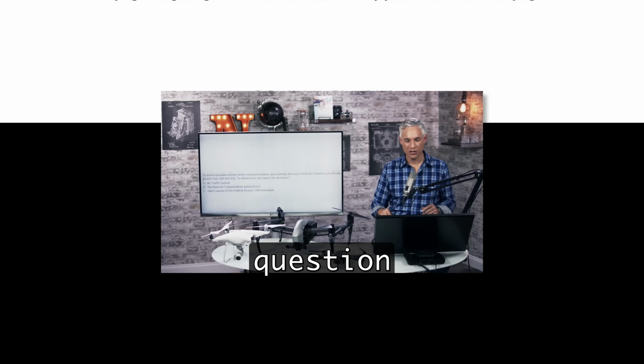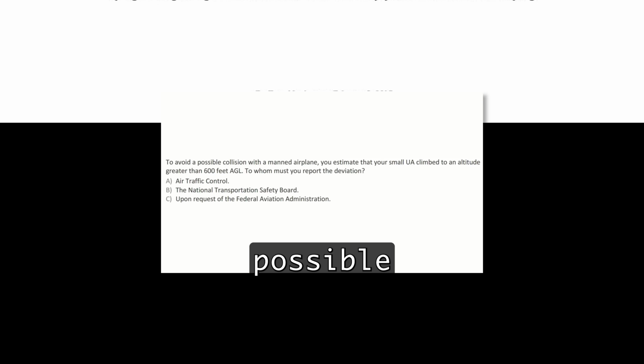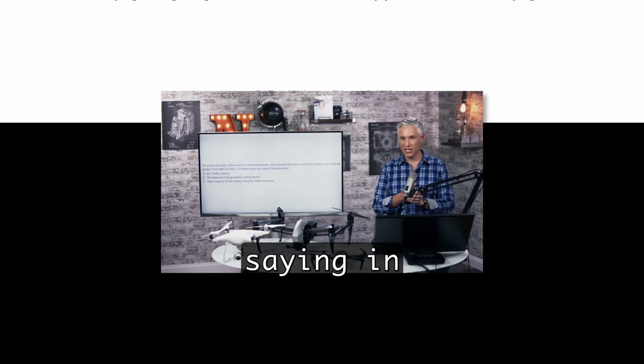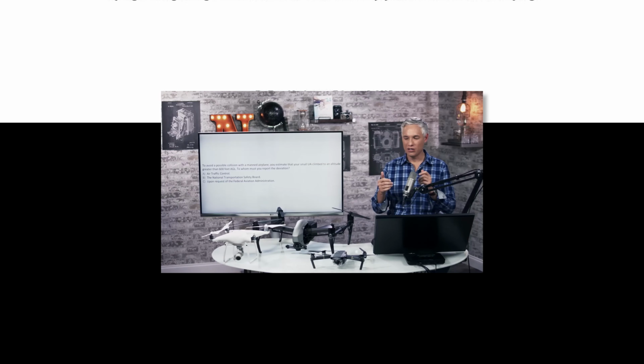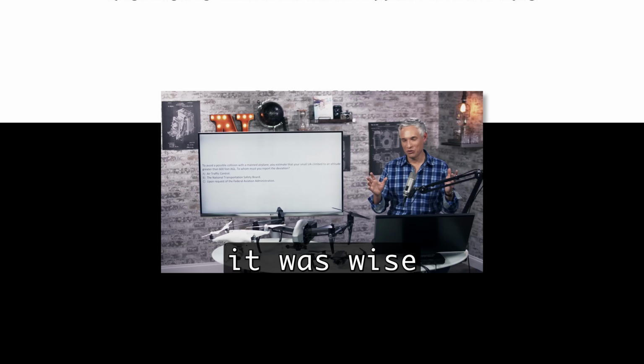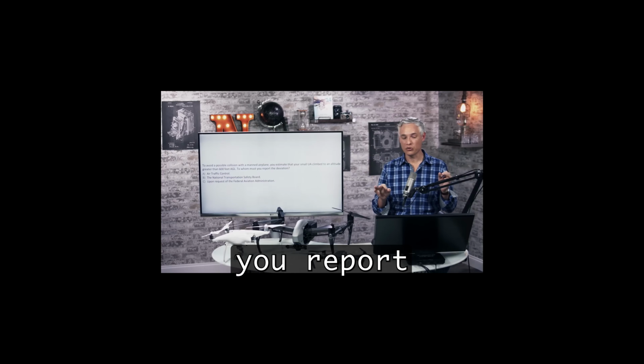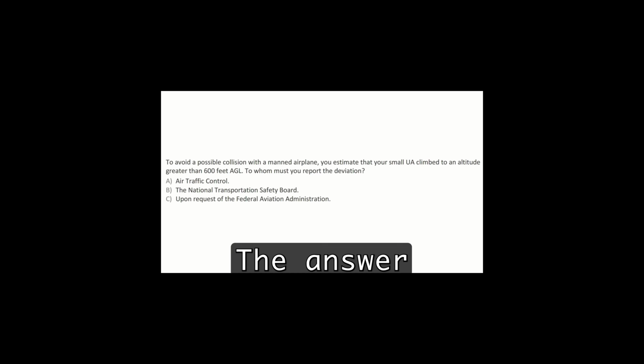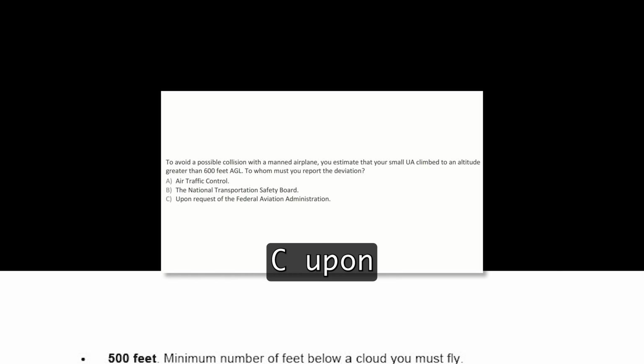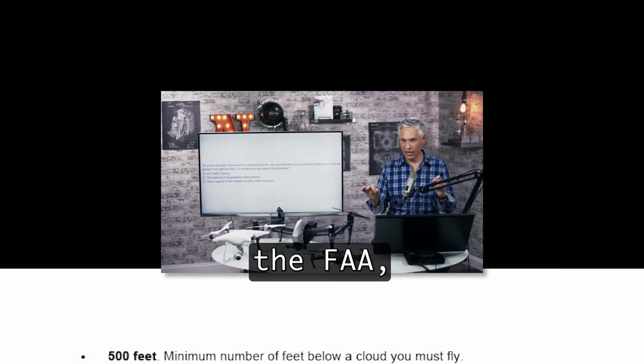Here's a test question about that same topic. To avoid a possible collision with a manned airplane, you estimate that your small UA climbed to an altitude greater than 600 feet above ground level. So they're saying in this scenario, a plane was coming at you or something, and you decided it was wise to fly up to 600 feet, breaking the law. To whom must you report the deviation? The answer here is C, upon request of the FAA.